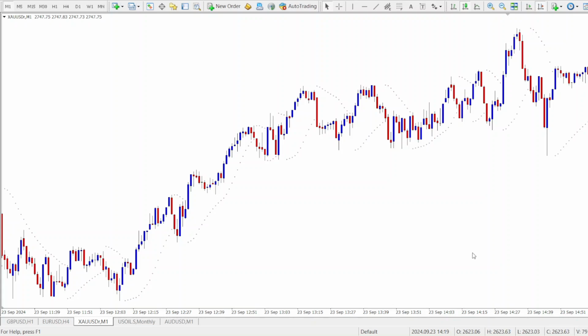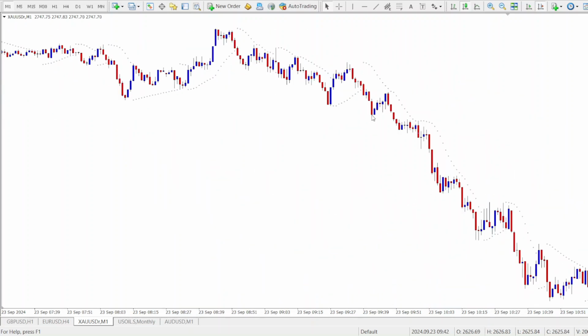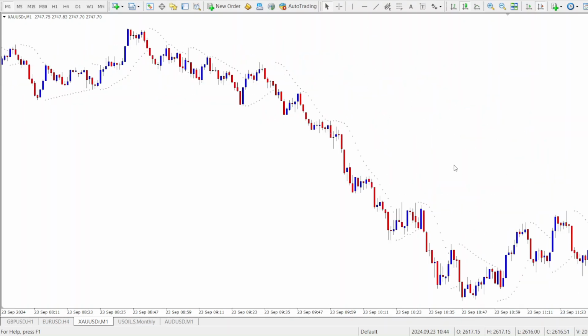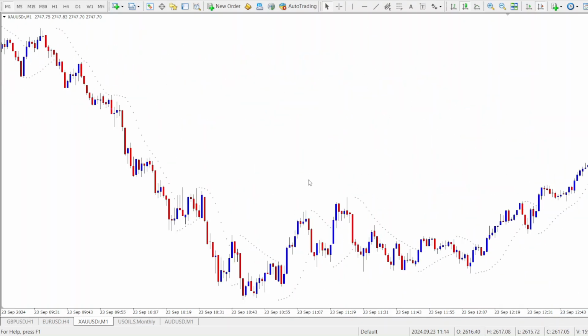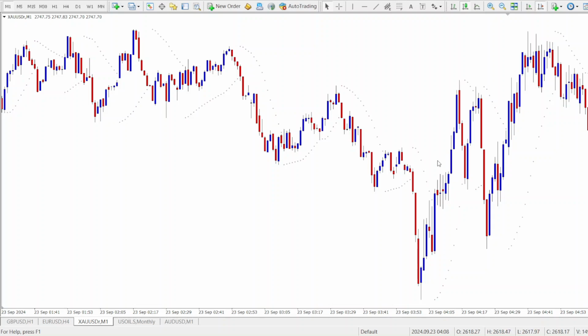Now let's look at a practical example. Let's move back a bit, and we can see how the parabolic SAR responds to price movements. Notice how the dots switch from above to below as the market reverses. This is the 1 minute time frame, so we can see a lot of changes from up to down and up and down because we have a lot of price fluctuations.